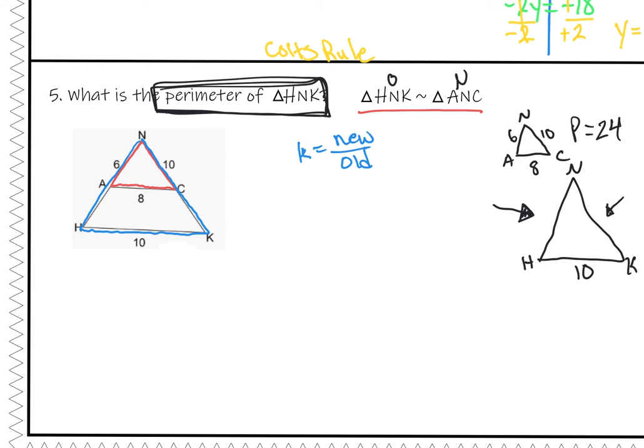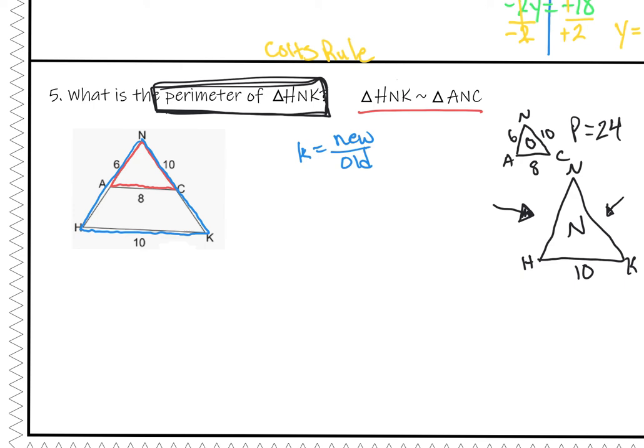But I'm actually going to show you another, easier way to think about this. We're looking for the perimeter of HNK, so I'm going to treat HNK as my new, and ANC as my old. The reason I'm doing that is because HNK is the one I'm looking for. I already have the perimeter of ANC. Those are original numbers. It's 24, boom, done.